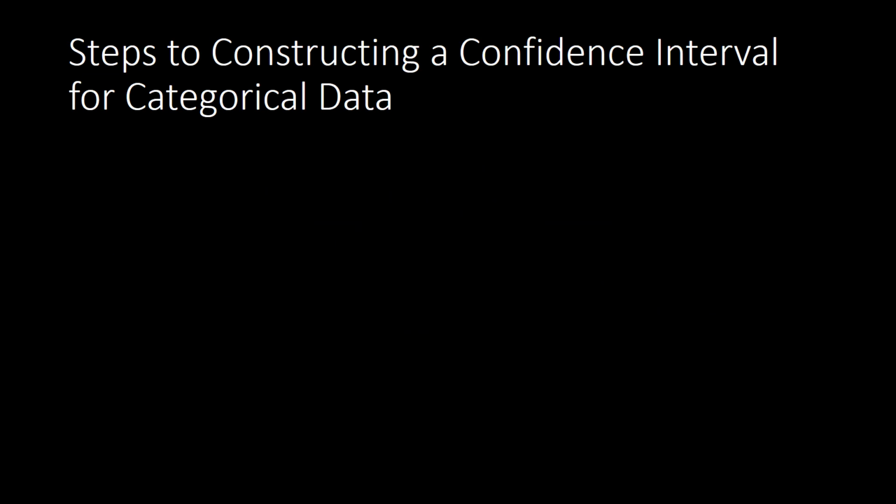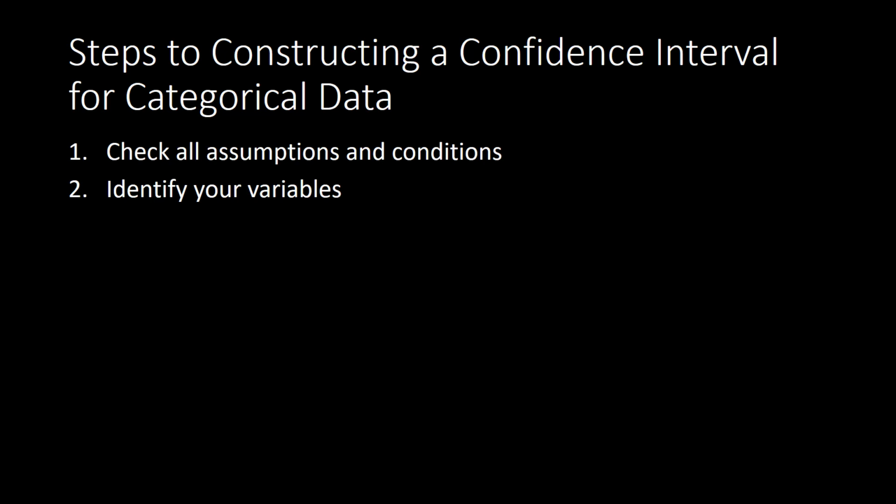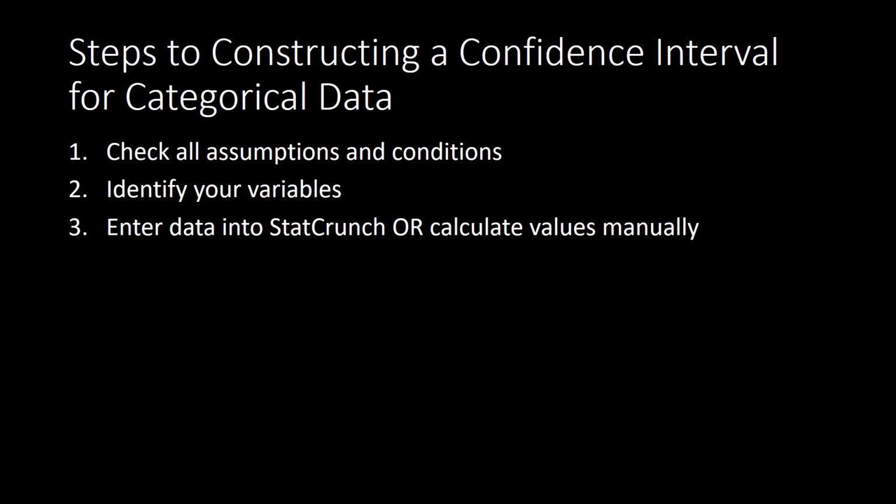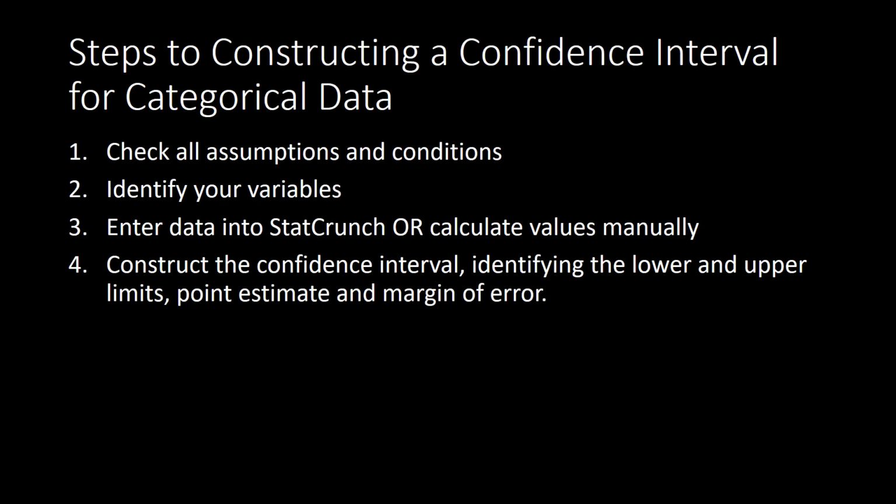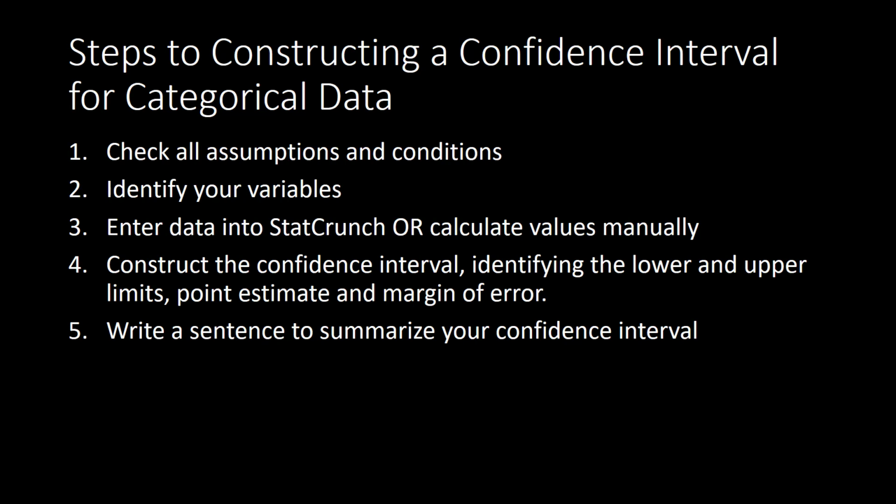Steps to constructing a confidence interval for categorical data. First, we must check all assumptions and conditions. Then we will identify the variables and enter the data into StatCrunch or calculate values manually. Then we can construct the confidence interval, identifying the lower and upper limits, point estimate, and margin of error, and lastly write a sentence to summarize our findings.